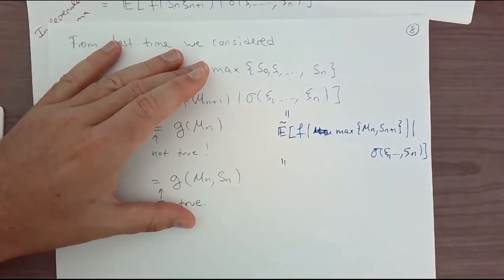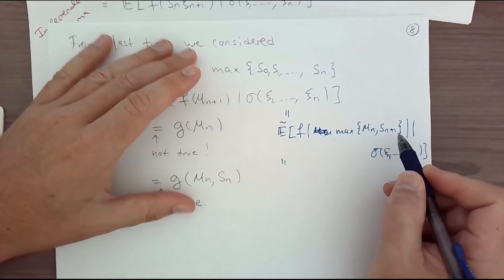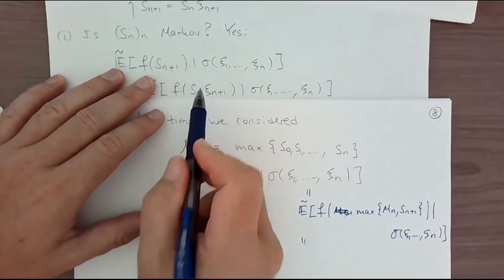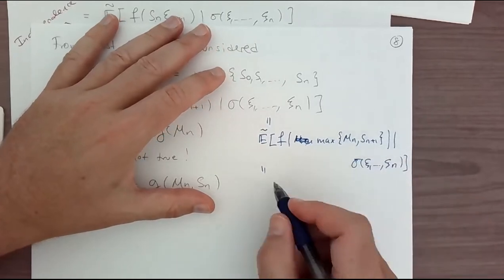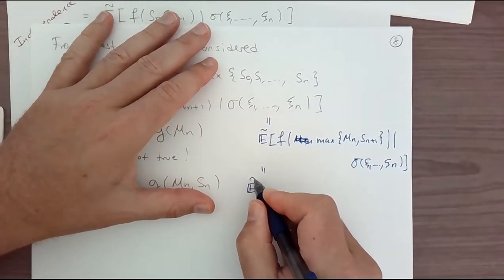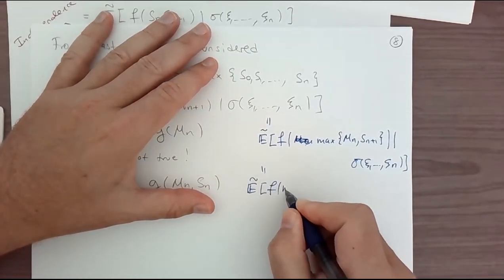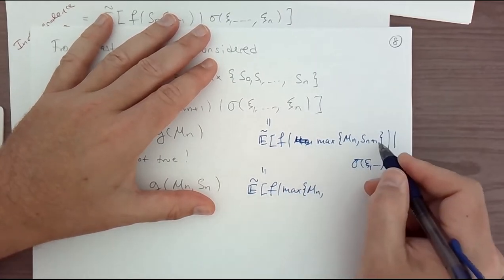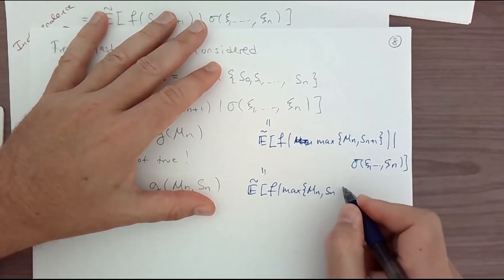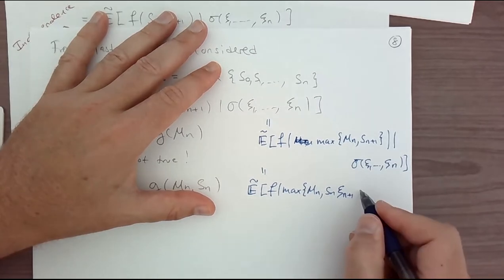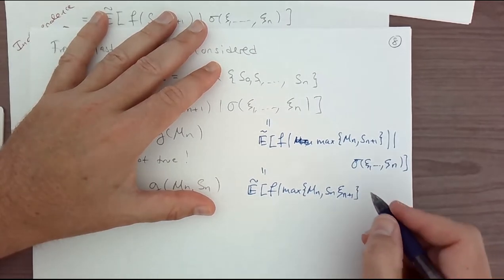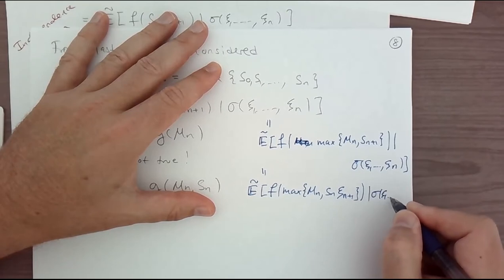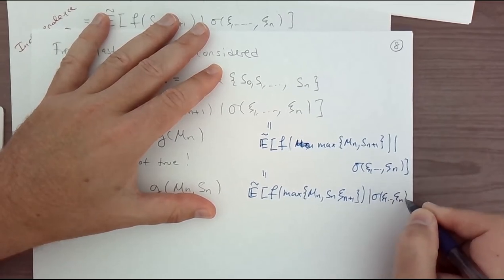And so the next step, we have to break this one up. But now we're in good shape because we're just going to use the same thing as what we did over there. We'll write this here as an expectation of f and then the max of Mn, and then we plug in what Sn plus 1 is. This was Sn, and then this coin flip psi n plus 1, conditioned on psi 1 through psi n.